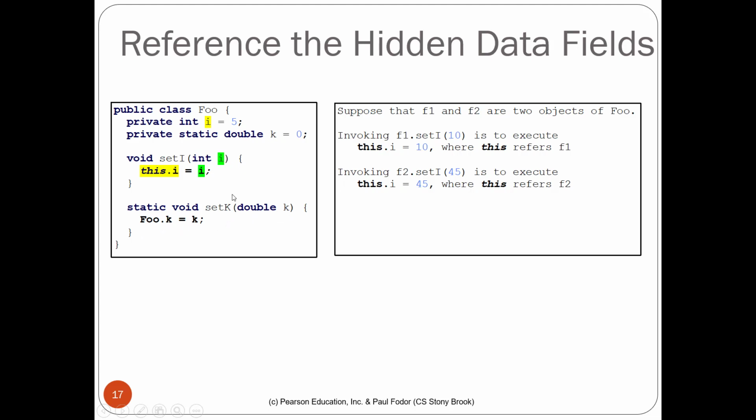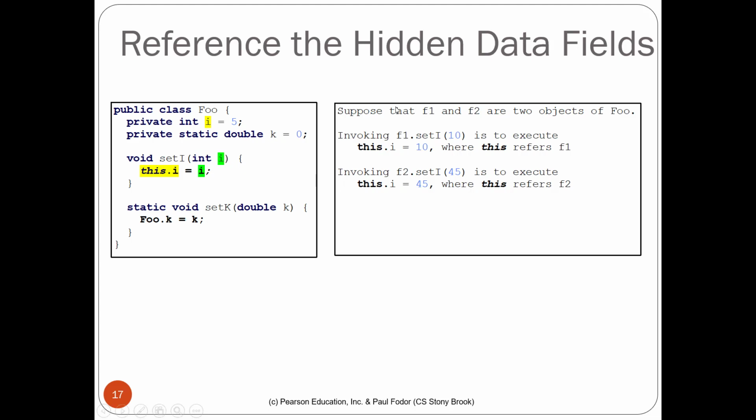Why is this different? Because it's static, so we will not be using this. What we will use is the name of the class. Very important. This k that I have belongs to the class, so I should say foo.k is equal to k. Now we are good.